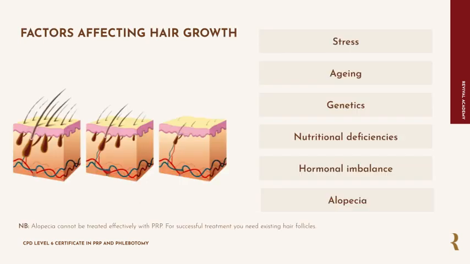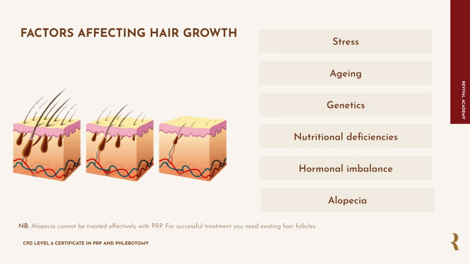Now to look into factors that actually affect the growth of the hair. Obviously you have things like stress. Stress can affect the hair growth cycle, and you can lose a little bit more hair. You could see your hair thinning out, so that is one indicator of stress. You also have aging. With aging, you might experience a receding hairline, a lot more loss of hair, thinning of the hair.